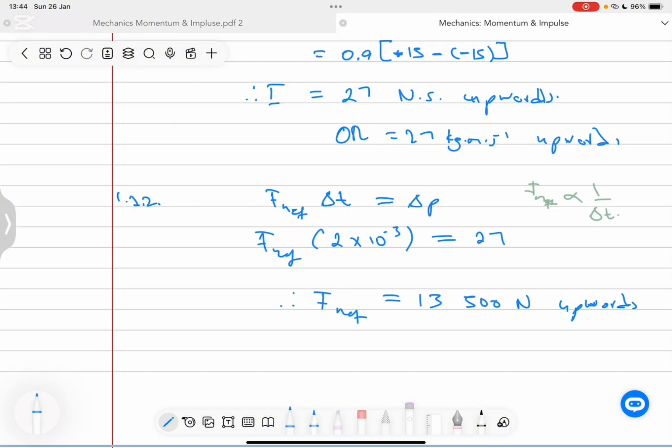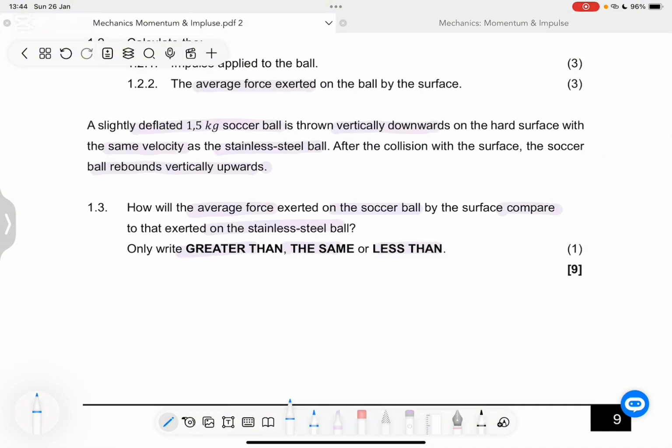So we are on question 1.3, and our option is no, not greater than. We said our option would be less than.